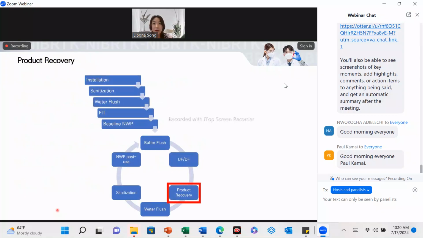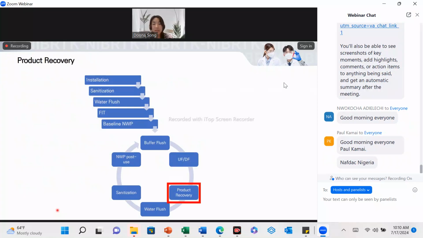So after completing UFDF, it's time to recover the product. To recover the remaining product in the system, that is not just in the tank, we need to rinse with the buffer. Running buffer through the system helps, because there is a considerable amount of solution held up in the system.